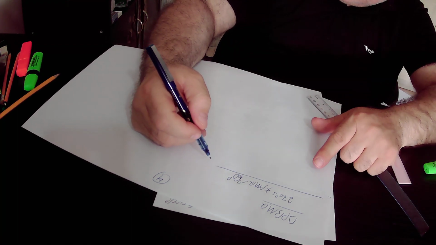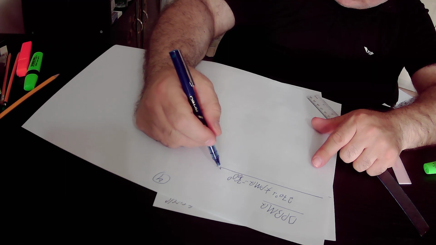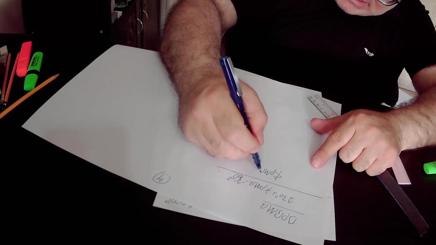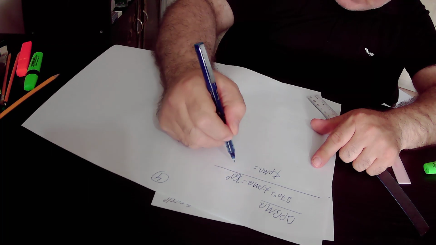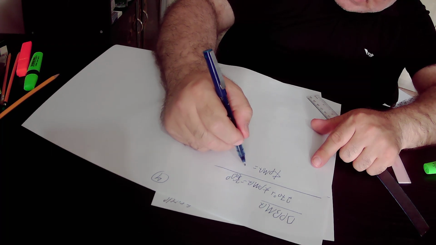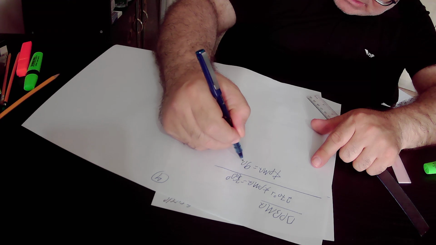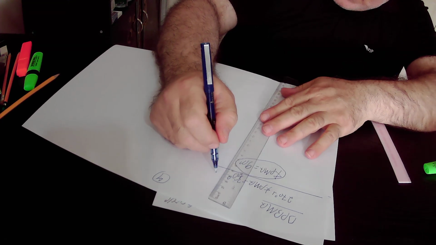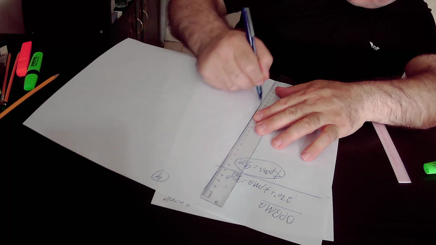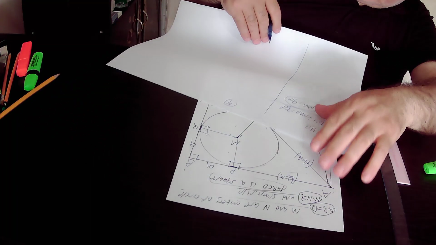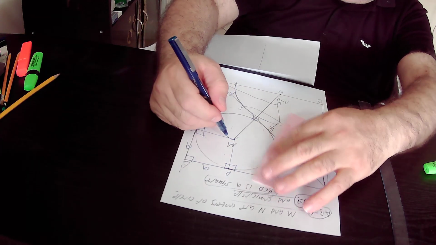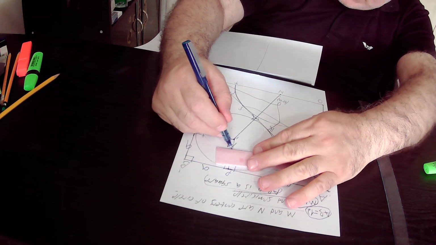We subtract 270 degrees from this equation and we get that angle PMQ, the missing angle, is equal to 360 degrees minus 270 degrees, which is 90 degrees. So we found out that angle PMQ is a right angle.